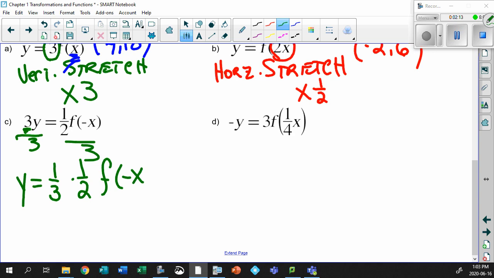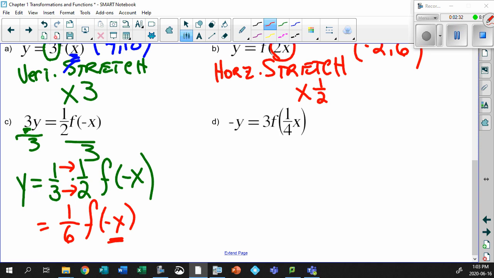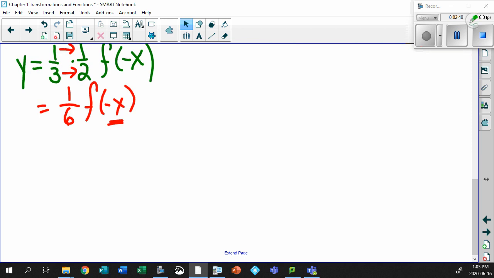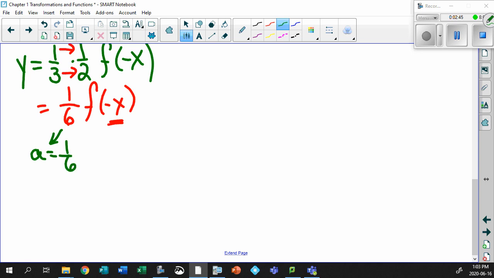F of negative. Oh, my goodness. We're throwing everything at you on this one, aren't we? Oh, that's no problem. 1 times 1, guess what? That's 1. 3 times 2, that's 6. There's your A value. Your F of negative x, check it out, which means emphasis on the x, which means that this is going to be a horizontal reflection. And let's figure it out. There's my A value of 1/6. Since that is a vertical one, it's going to be multiplied only by the y values.